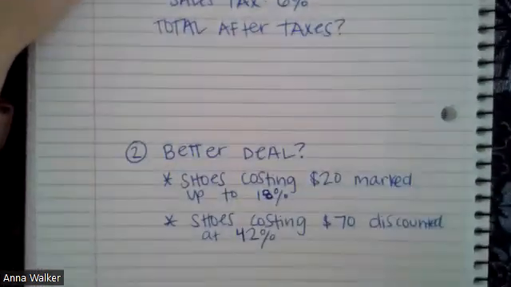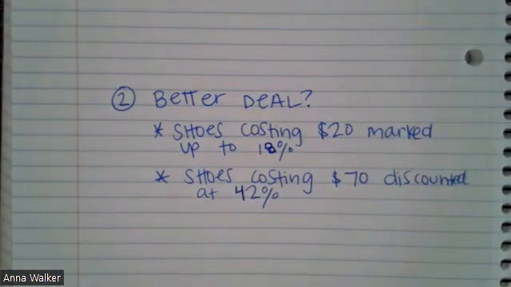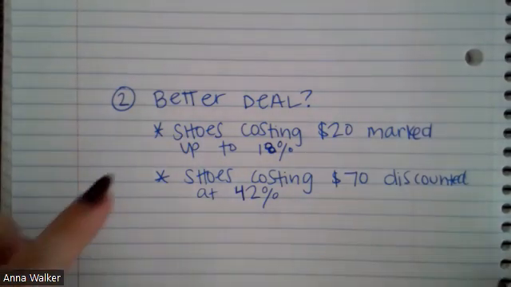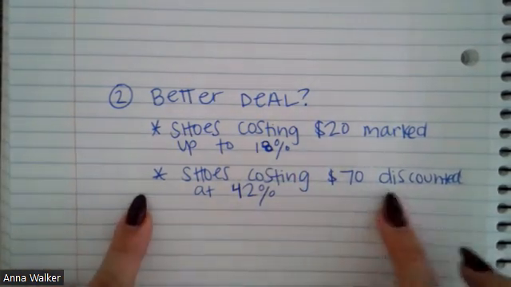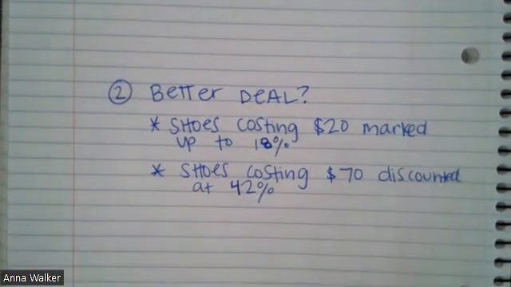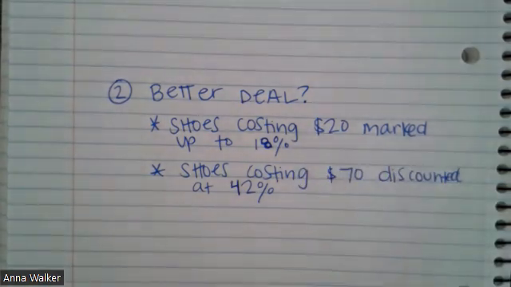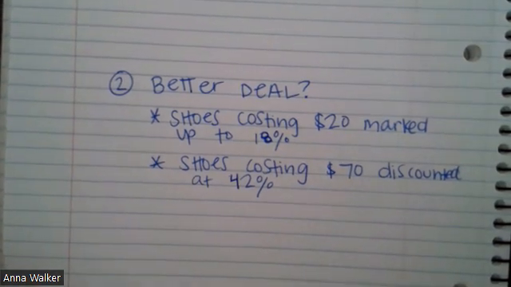The second question is, if you're looking at 2 different situations, which one would be the better deal, or which one would be the cheaper option after the discount or the markup is made? Let's say you have shoes costing $20 that were marked up by 18%, or shoes costing $70 that were discounted at 42%. Which is going to be the cheapest option, and by how much? Look at the difference after you calculate the markup and the discount of these 2 different items. As always, you can check your answers in the table of contents or with your teacher.